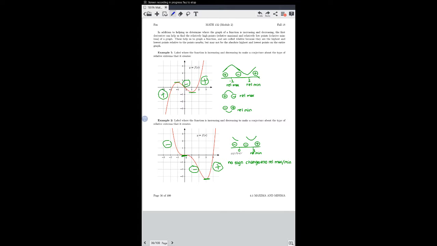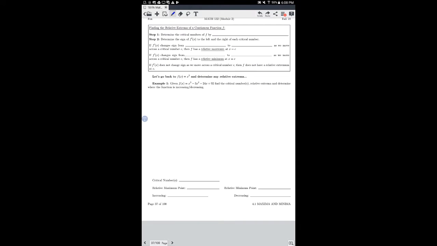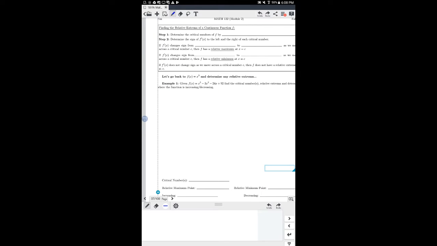Let's take everything we just said here and put it into a nice definition box. Anytime we want to find relative extrema, the first thing we're going to do is determine critical numbers. That was the first thing that helped us get our answers here. So we figured out the critical numbers from the graph, and let's be able to do that without a graph. So we want to determine critical numbers by doing what we did on the first page. How do we find the critical number of x cubed?